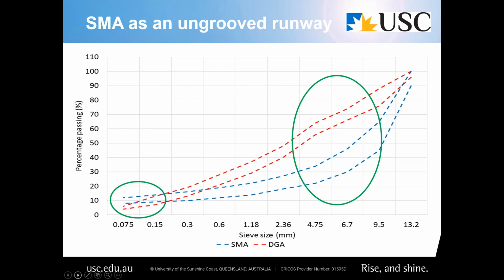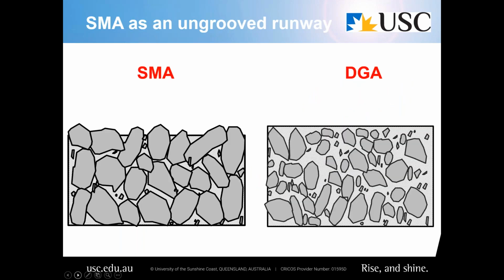But at the other end, on the left hand side, at the tail, you can see the additional fines that we use to fill the gaps up. And the gaps between the big particles are created by that missing section in that sort of 5 to 10 millimeter size particles. So that's the physical difference between the two mixes.